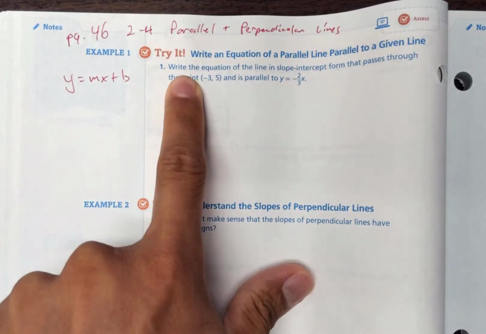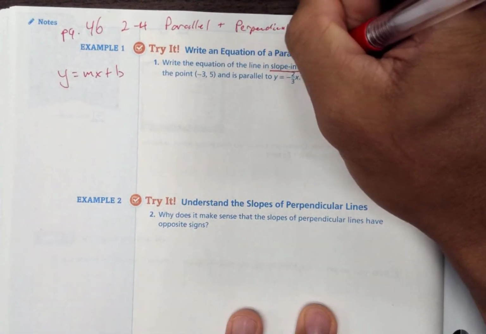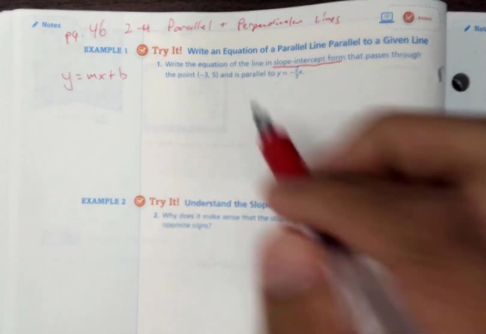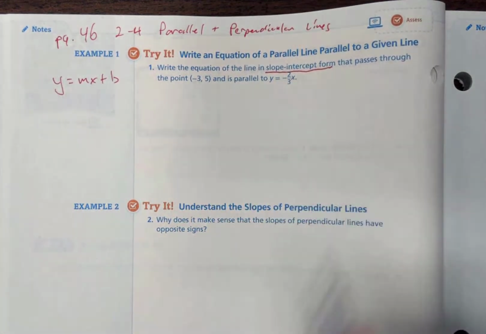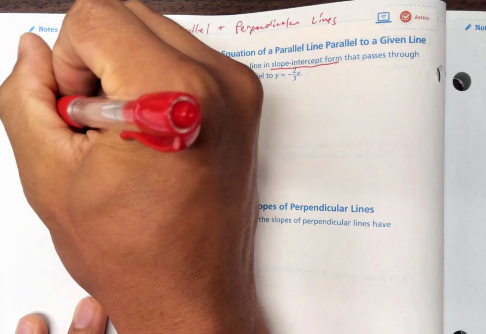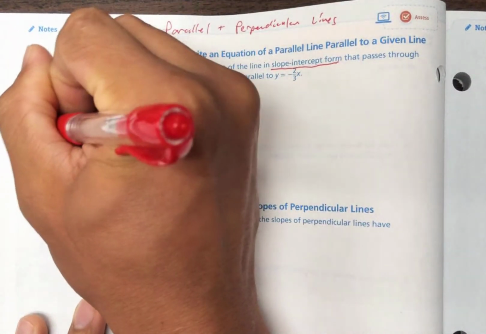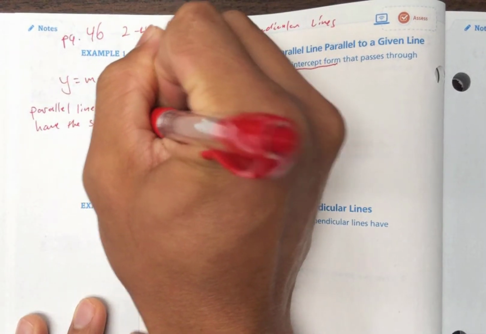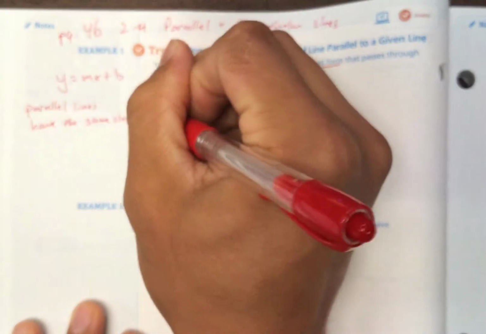So in this question it says write the equation of the line in slope-intercept form, which I just wrote over here, that passes through the point -3, 5 and is parallel to y equals -2/3 x. Here are some things that we need to know. Parallel lines have the same slope m.